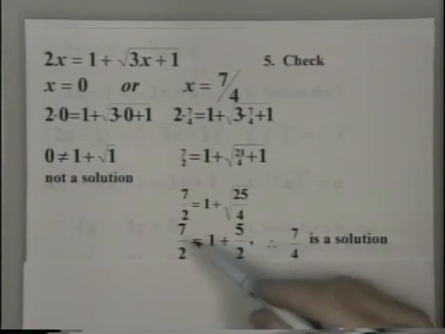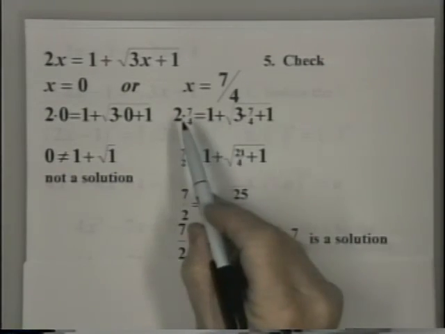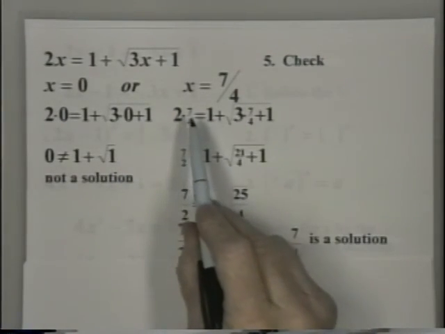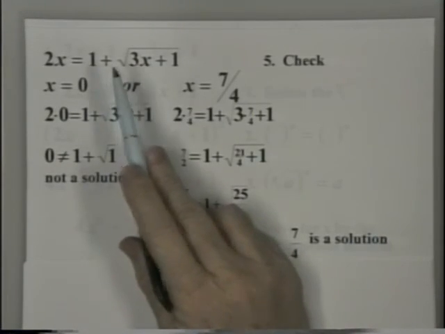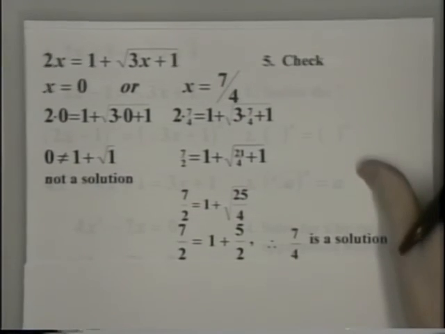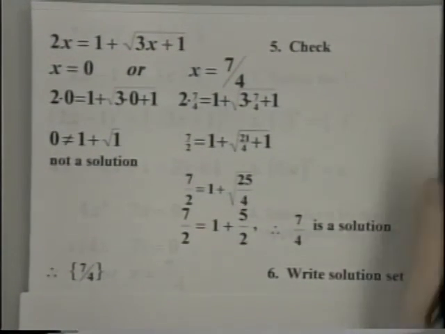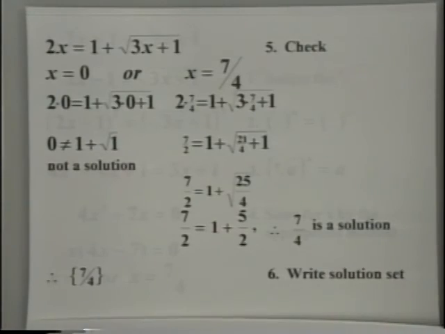And so this is a true statement. If this is true, then this is true, then this is true, then that is true, which means that 7/4 is a solution to this original equation. And that's what it says. And so therefore, write our solution set, which only contains the ugly number, not the nice one, of 7/4.